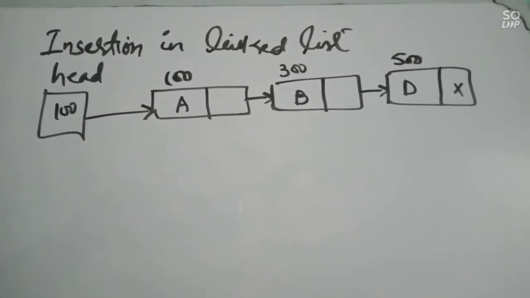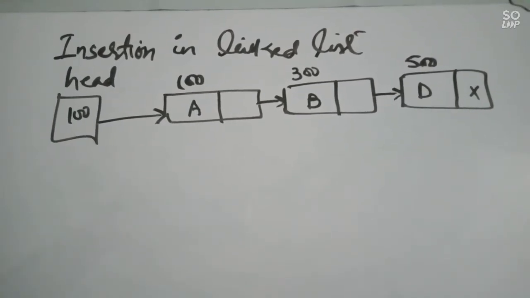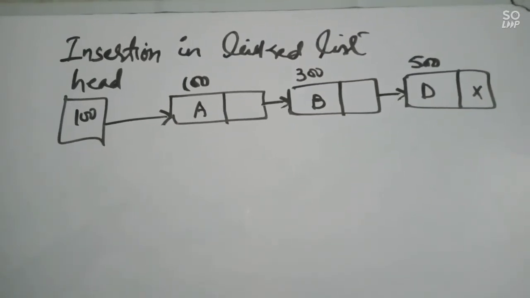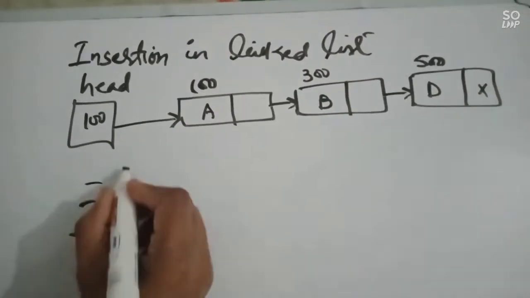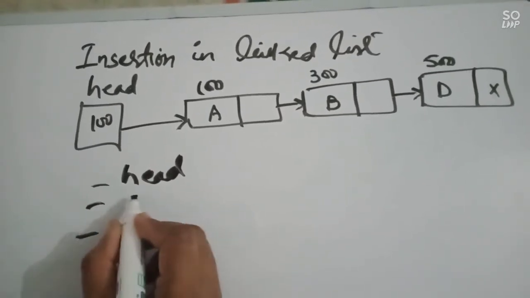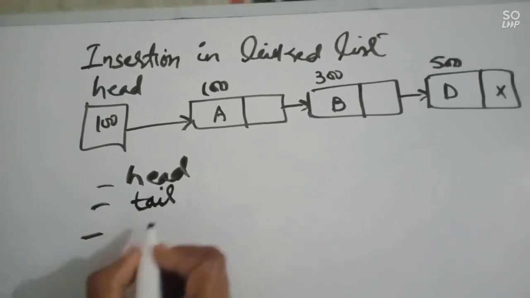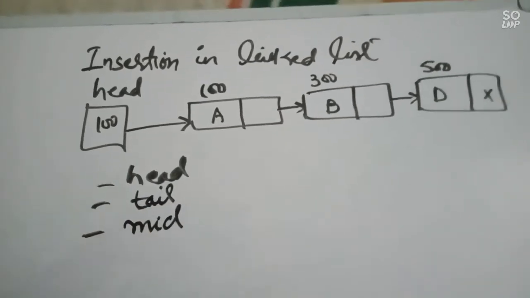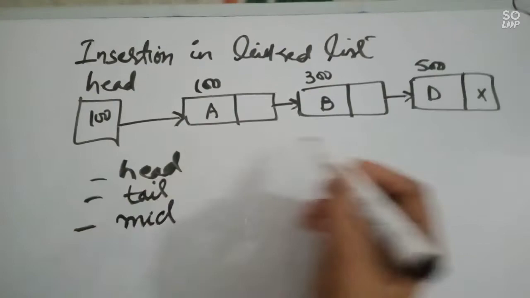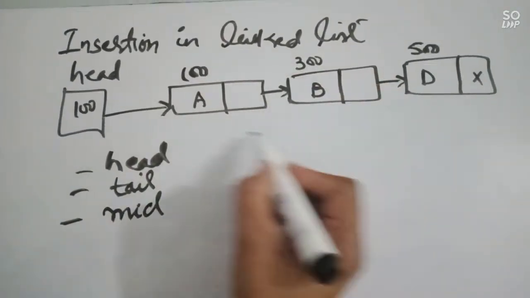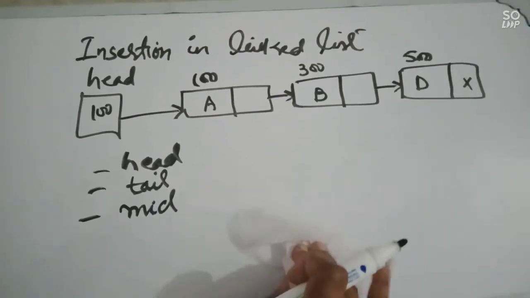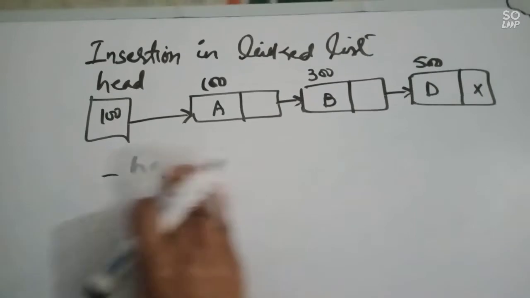Now insertion means we will add a new node in the list. Insertion is of three types: at head insertion, at tail insertion, and somewhere in the middle of the list. We can insert a node at the start, at the end, or somewhere in the middle. Now, adding a node at the start, in the head.